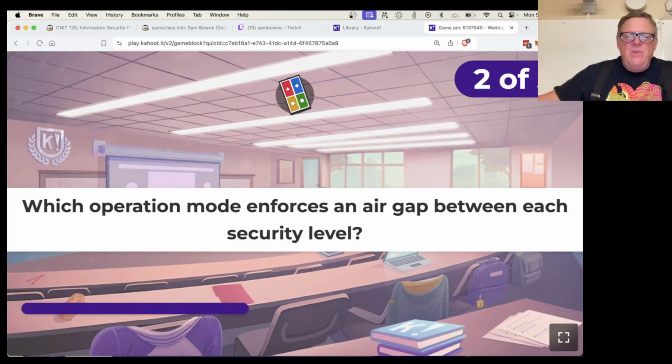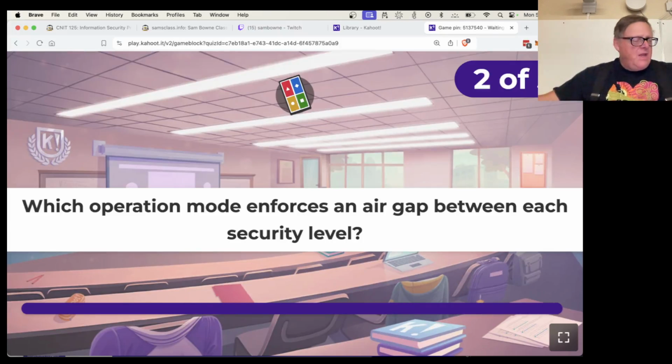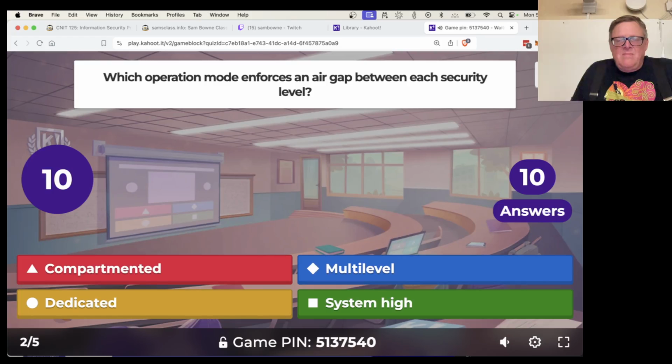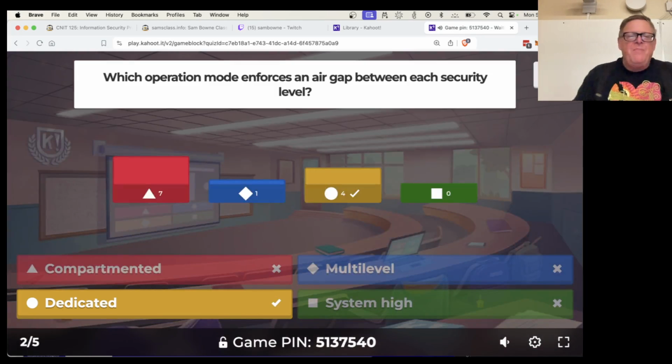All right, what operation mode enforces an air gap between each security level? Dedicated, not compartmented, but dedicated. You have a dedicated set of hardware for each security level, air-gappedly separated from the others.